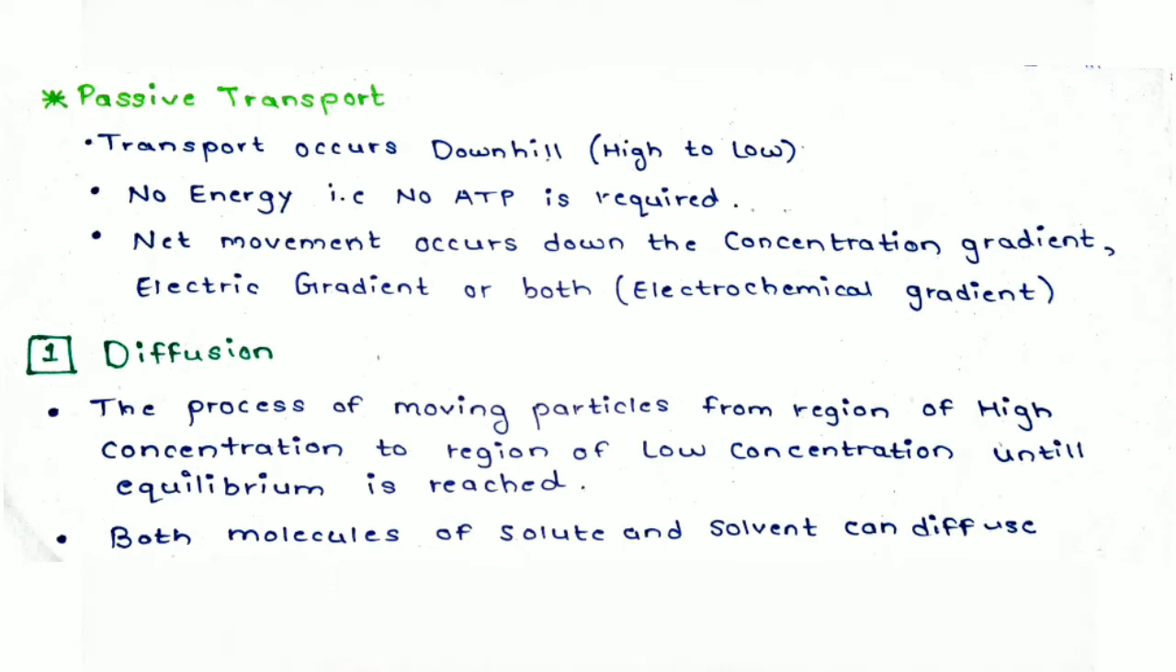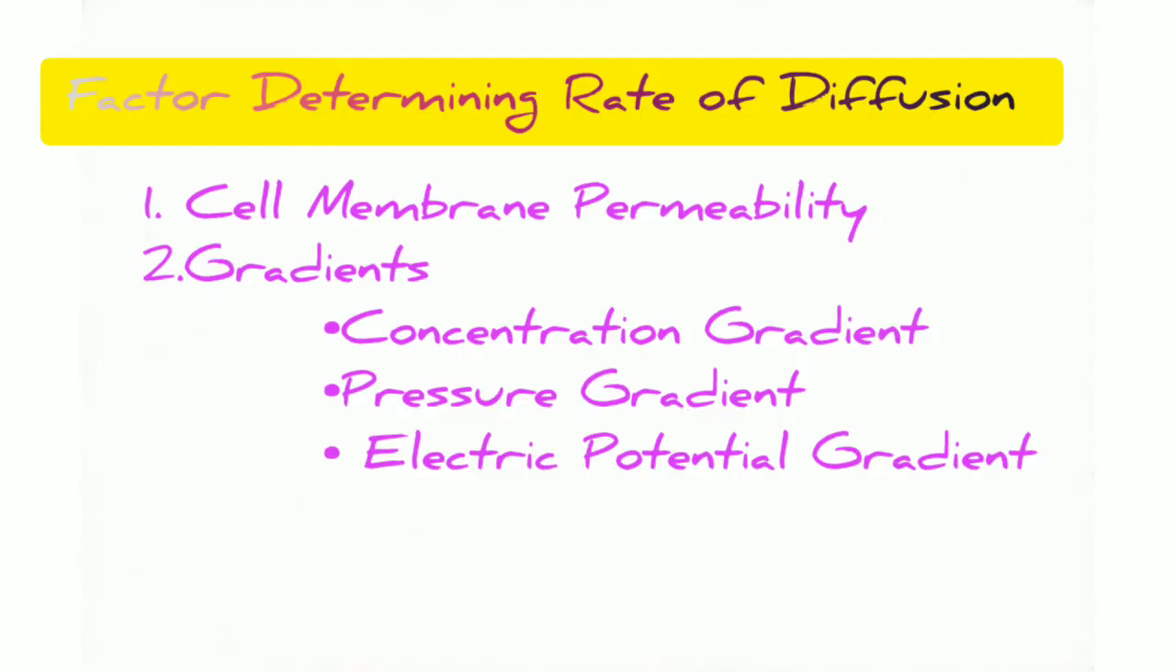First, we'll discuss diffusion. Diffusion is the process of moving particles from a region of high concentration to a region of low concentration until equilibrium is reached. Both molecules of solute and solvent can diffuse across the membrane. Now discussing the factors determining the rate of diffusion. We'll discuss four different factors: cell membrane permeability, concentration gradient, electrical potential gradient and pressure gradient.